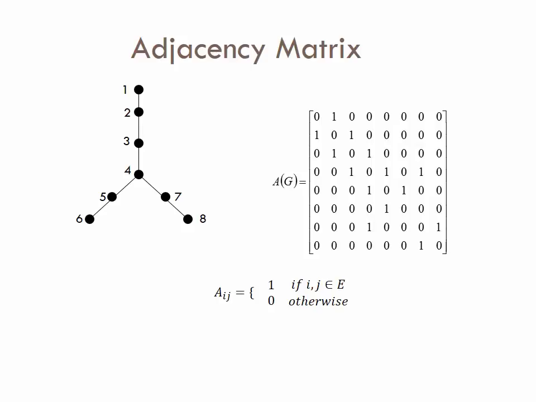For our second example, let's look at node 2, just to clarify. Node 2 is adjacent to nodes 1 and 3. So if we look at row 2 that corresponds to node 2, there is a 1 in columns 1 and 3, and zeros elsewhere. The same will hold for each column.